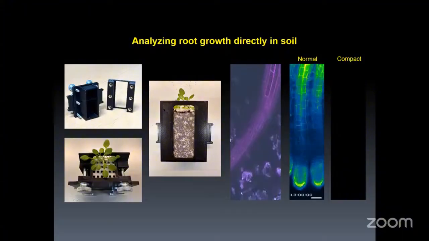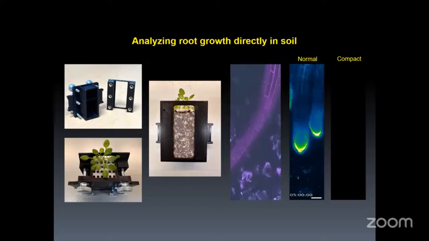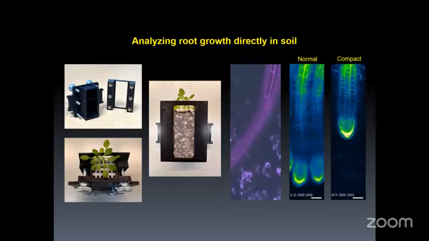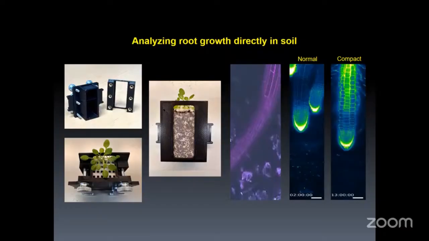So it's a major agricultural problem. So basically in the next one, you can see a root growing in compacted soil. And you can hopefully see that the length of the cells are actually much shorter and the root is more swollen. And that's a typical response you're getting from compacted soil.